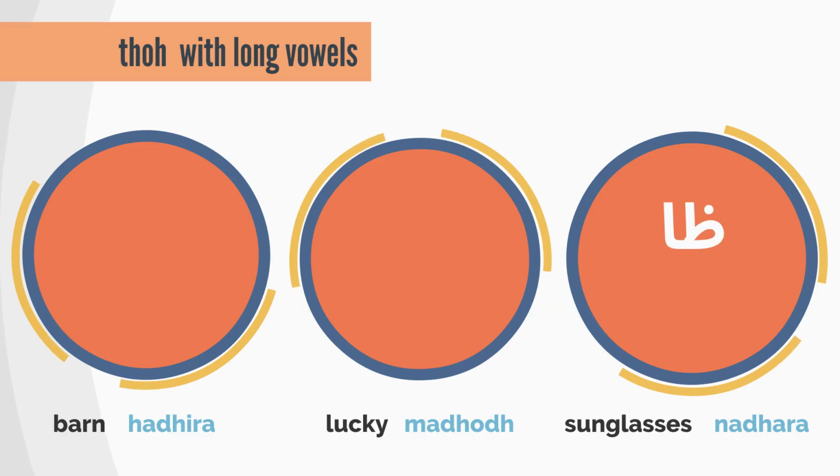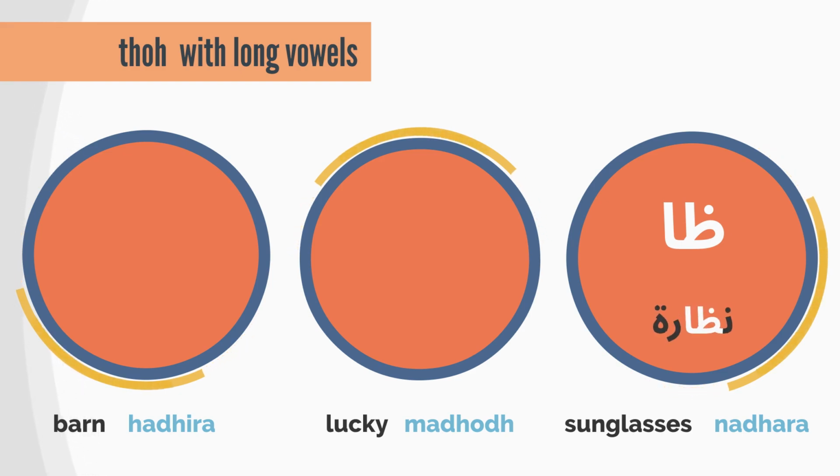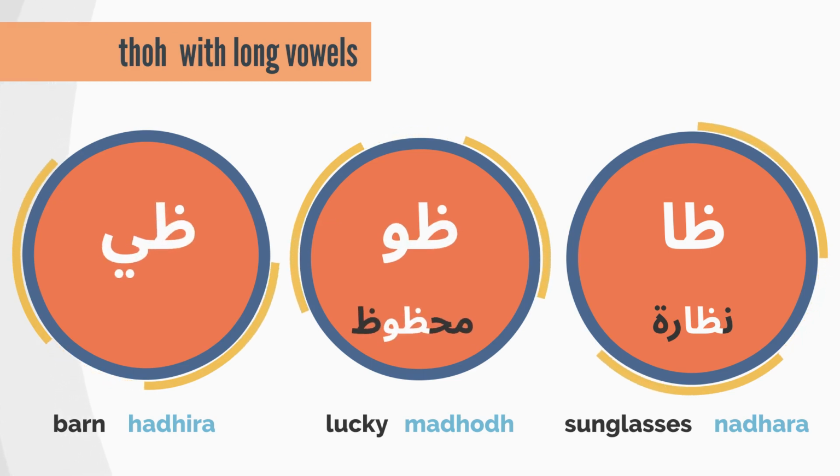ظ with long vowels. ظ, نظارة. ظو, محظوظ. ظي, حظيرة.